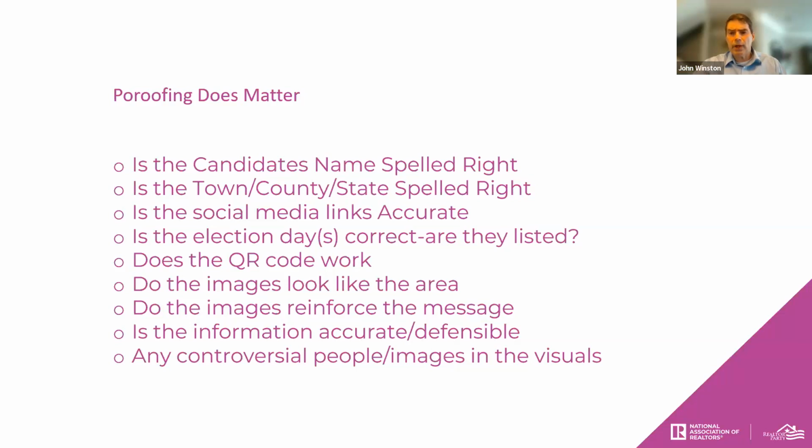Do the images look like the area? In other words, if we're showing housing, does that look like the housing that's generally in your area? I live in Northern Virginia. Northern Virginia looks different than Chicago. Northern Virginia looks different than Richmond, Virginia. Anybody, in a quick glance, does that look like the area? Are there recognizable landmarks in the area? Most importantly, do the images reinforce the message? And is the information accurate and/or defensible?